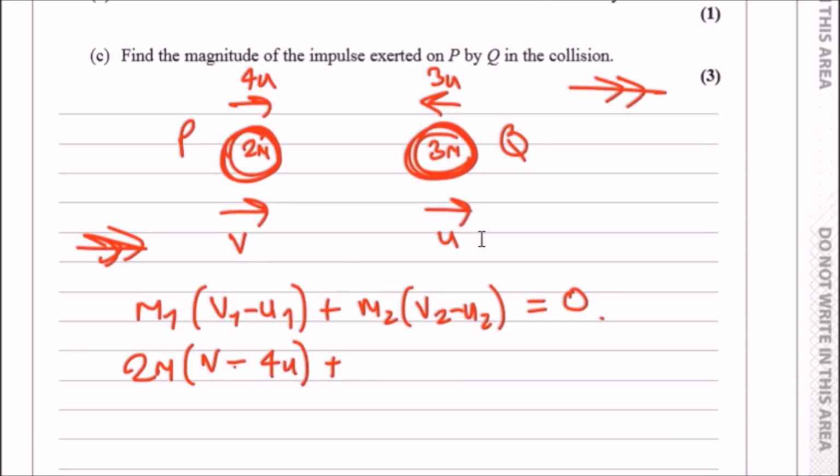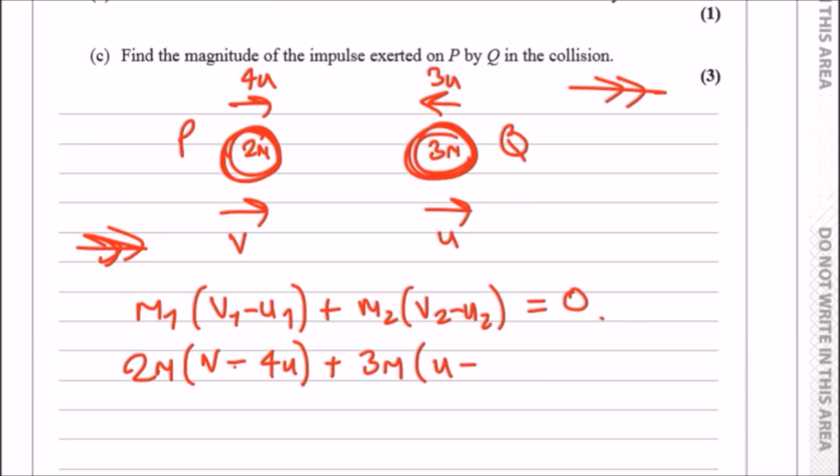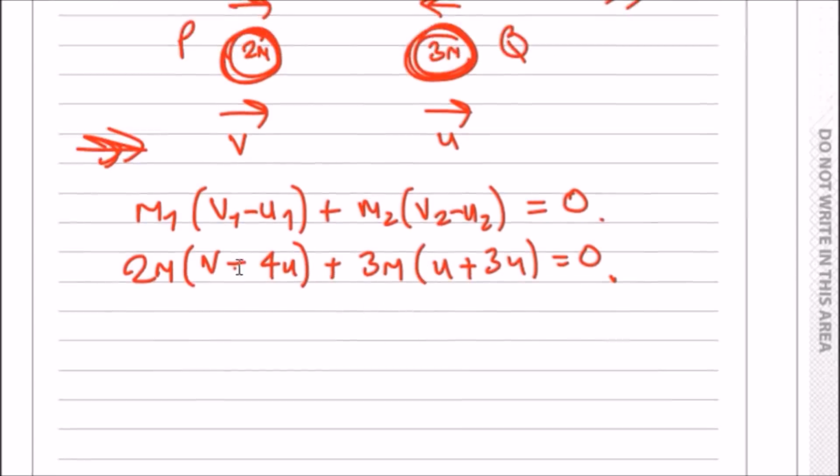And as for q, we have a mass of 3m. And we can say that the final speed was u minus the initial speed, which is, in this case, because it's the opposite direction, minus 3u. So it will be plus 3u. Okay, not bad. Now, all you do is just tidy up. So let's have a look.